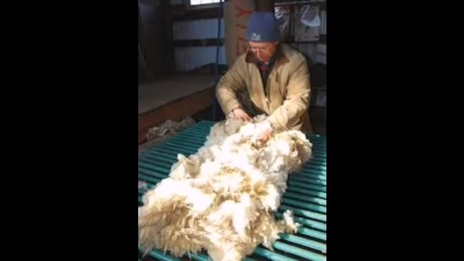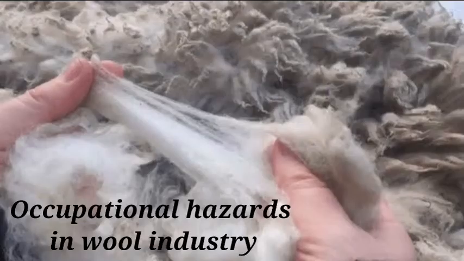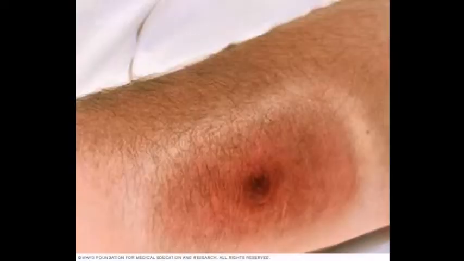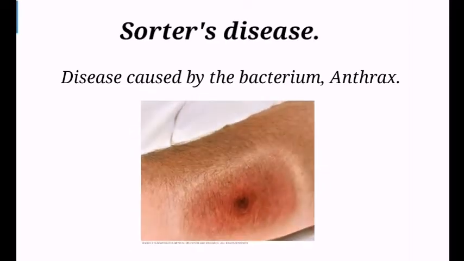Wool industry is an important means of livelihood for many people in our country. But they may face some occupational hazards because there may be some chance of causing a disease called sorter's disease. And this disease is caused by a bacterium called anthrax, which is commonly seen in animals.